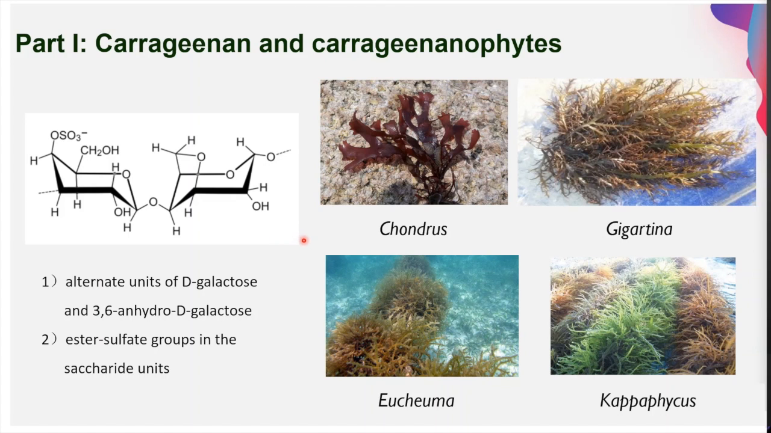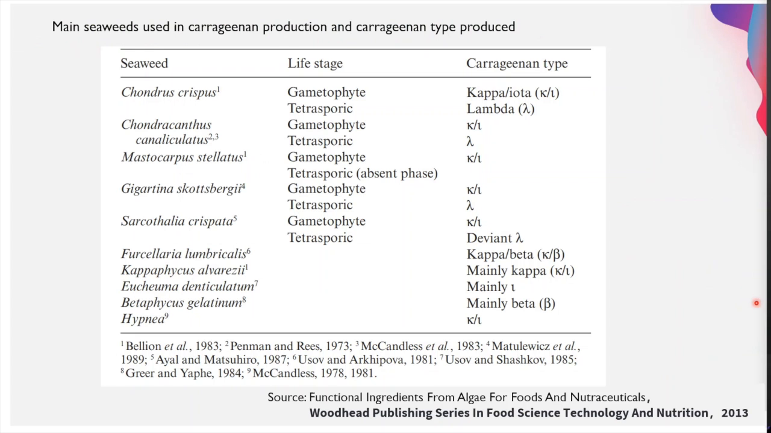And the seaweed that produces carrageenan is called carrageenophytes. The red seaweeds of Chondrus, Gigartina, Eucheuma, and Kappaphycus are common carrageenophytes. Different carrageenophytes produce different kinds of carrageenan. This table lists the seaweed species and the relative carrageenan type. Their products are not pure. They are hybrids of different types, but with the majority of 1 or 2 certain types. For example, Chondrus crispus produces kappa and iota type, but its tetrasporophyte mainly produces lambda type. And Kappaphycus mainly produces kappa type carrageenan, and Eucheuma mainly produces iota carrageenan.